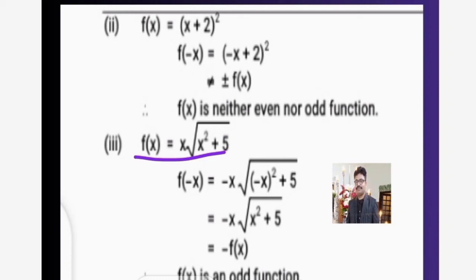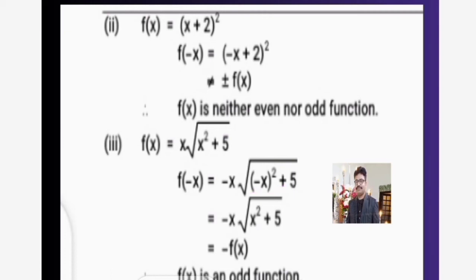Now we will simplify the third part. The third part is f of x is equal to x square root of x square plus 5. As we have to check whether the function is even or odd, we will put x equal to minus x. So we will write f of minus x is equal to minus x, square root, and in the square root, minus x whole square plus 5. Now we have to simplify it. Minus x will be written the same, and minus x whole square will be plus x square, because if we have a negative sign and the power is even, the answer will be plus x square, and plus 5.